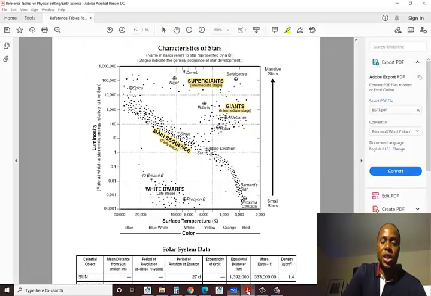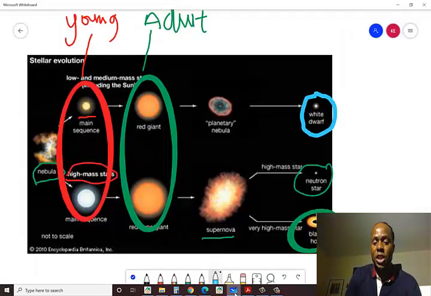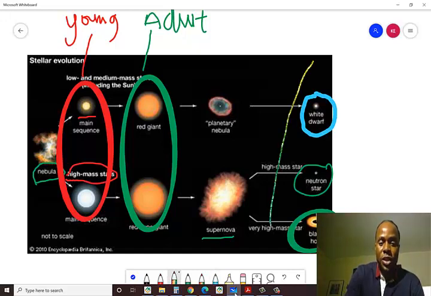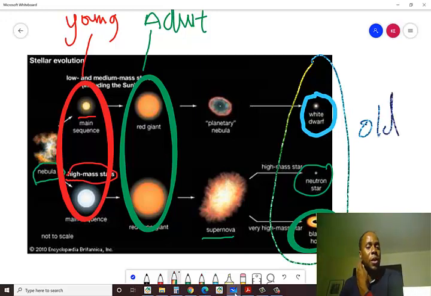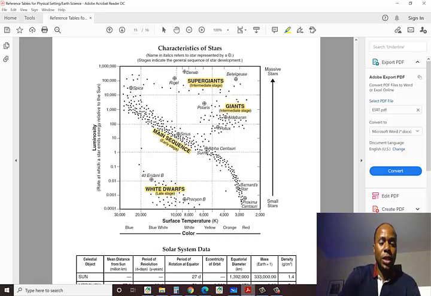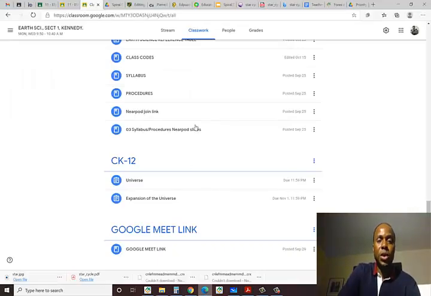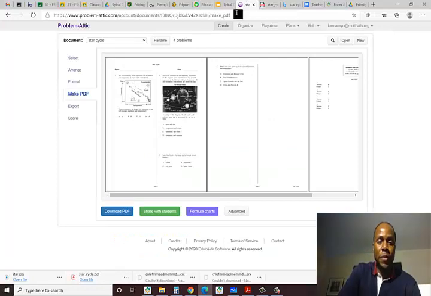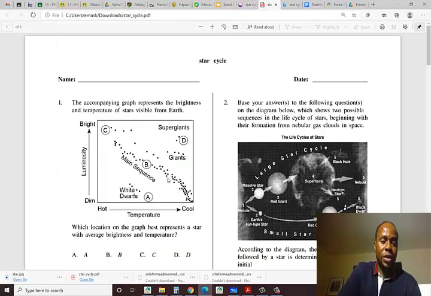In your Earth Science Reference Tables, that is the phase you will see at the bottom right here, which is white dwarf. That is the late phase of the star, or the old age of the star. So we can at this point say all of these are the old age of a star. Okay, so let's use all this information to answer some recent questions. Let's go to my browser and we can answer this question.